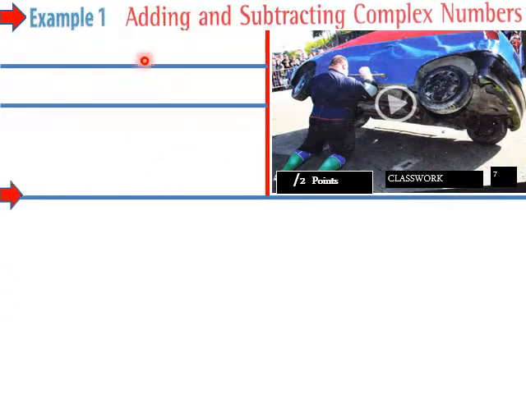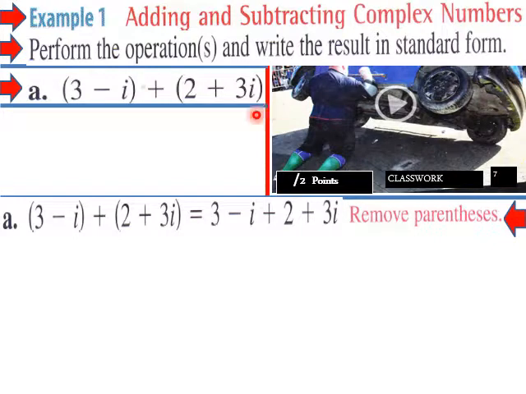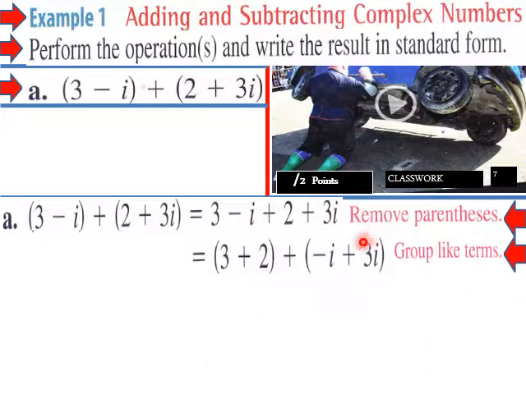Let's go on to an example now. Adding and subtracting complex numbers: perform the operations and write the result in standard form. So we have 3 minus i plus 2 plus 3i. The way to do that would be our standard method of adding the two complex numbers. 3 minus i plus 2 plus 3i is the same thing as 3 minus i plus 2 plus 3i. Remove the parentheses.